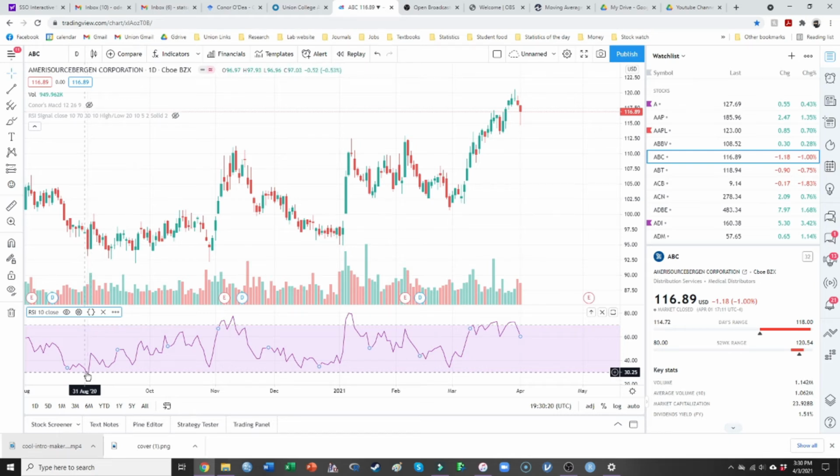They basically said, okay, once it drops below 30, then you buy at the open of the next day. So that would be right here, or actually it'd be right there. You buy at the open of the next day. Then you hold until the RSI crosses above 40. So this trader was saying, I'm going to buy here, and then I'm going to hold until it crosses 40, and then I'm going to sell it open of the following day.